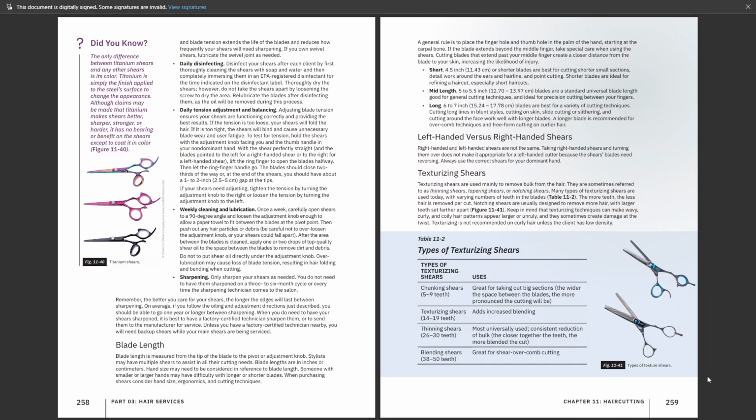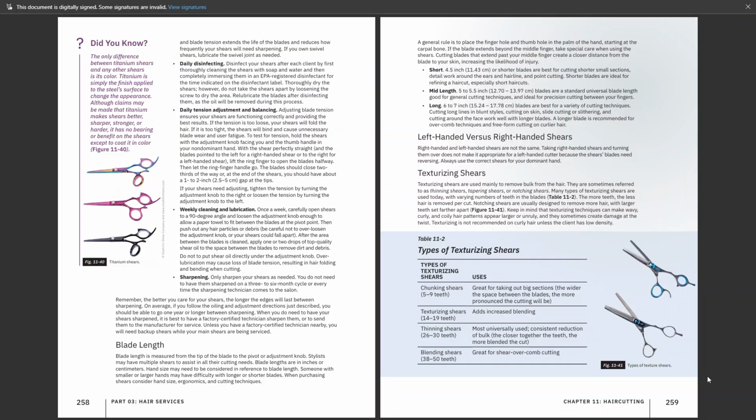Sharpening. Only sharpen your shears as needed. You do not need to have them sharpened on a 3 to 6 month cycle or every time the sharpening technician comes to the salon. Remember, the better you care for your shears, the longer the edge will last between sharpening. On average, if you follow the oiling and adjustment directions just described, you should be able to go 1 year or longer between sharpening.